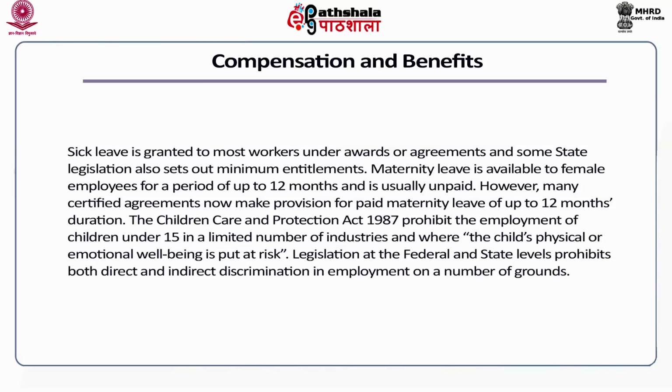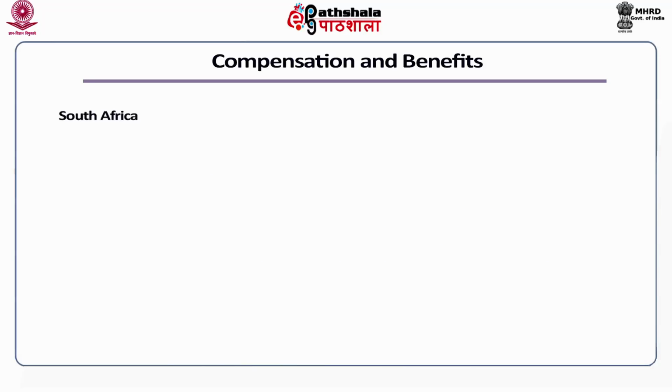The Children Care and Protection Act 1987 prohibits the employment of children under 15 in a limited number of industries and where the child's physical or emotional well-being is put at risk. Legislation at the federal and state levels prohibits both direct and indirect discrimination in employment on a number of grounds. Compensation and benefits in South Africa.